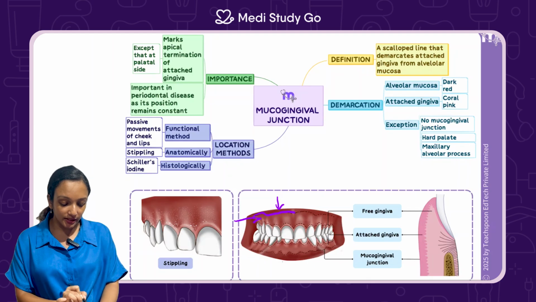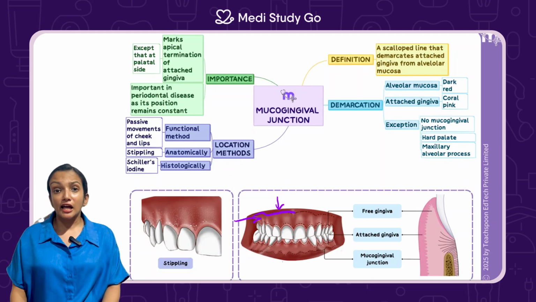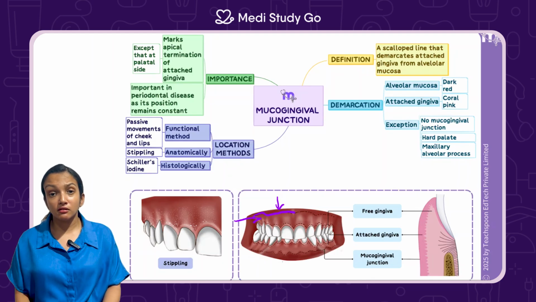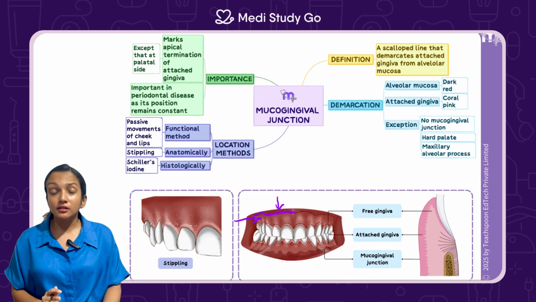Then anatomically, like we discussed earlier, there are very clear differences between the alveolar mucosa and the attached gingiva. Alveolar mucosa is red in color, it is smooth, it is non-keratinized, it is movable. Whereas attached gingiva is coral pink in color, it is stippled, it is immovable, and you can clearly make out the difference between these two structures.